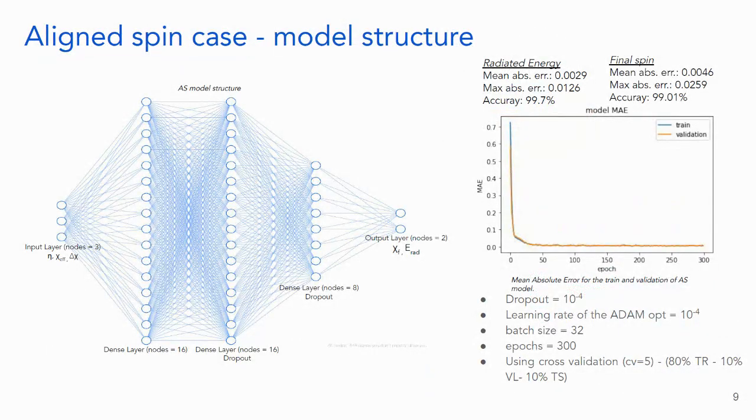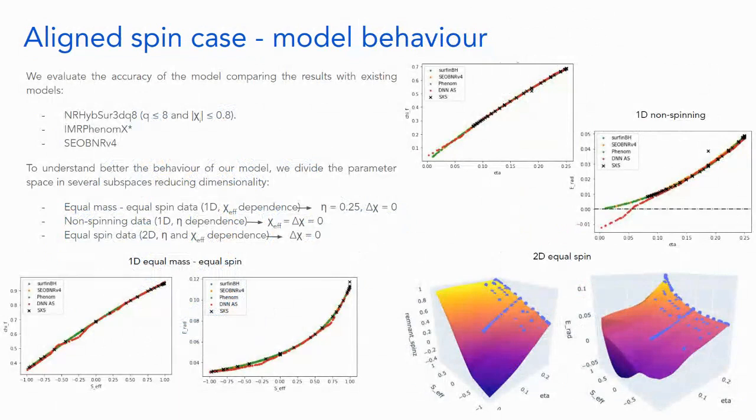So basically, we decided to train a regression model using a deep neural network, a very simple one, because the amount of data that we have to train is very small. In order to reduce overfitting, we also use dropout, and the results are quite good. We have very high accuracy for both the radiated energy and the final spin. And in order to really understand our results, we decided to compare to current models that exist.